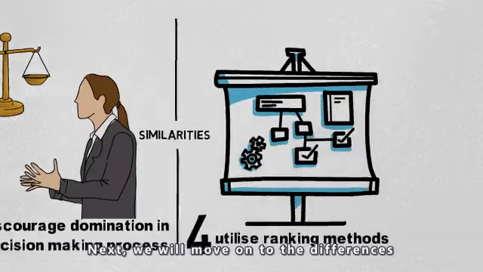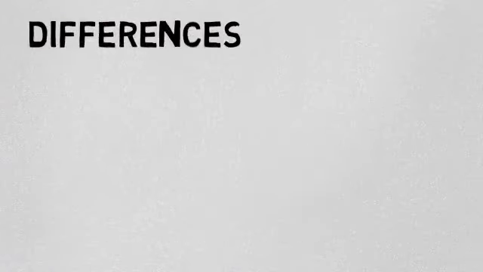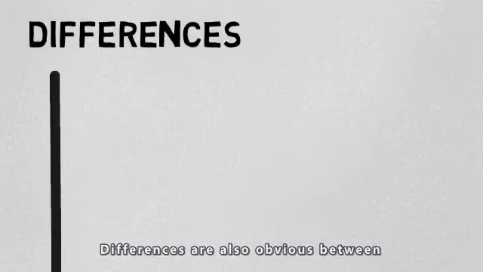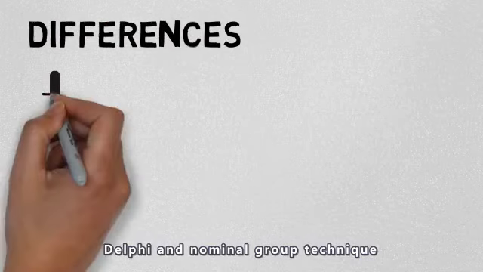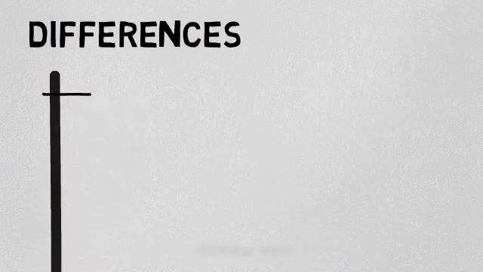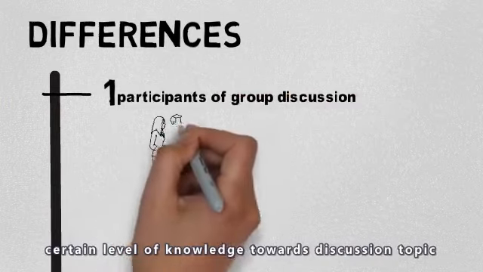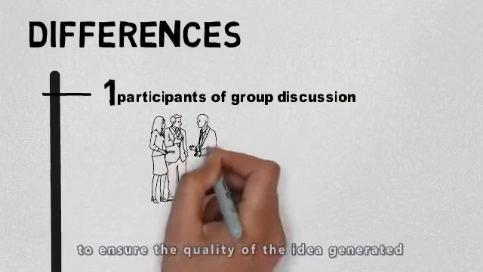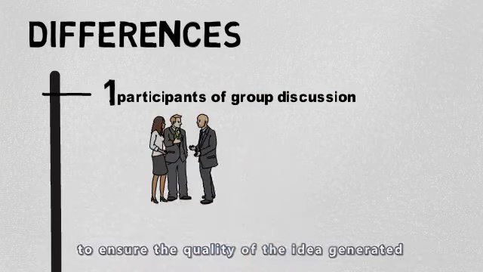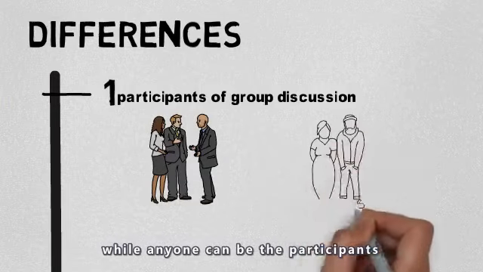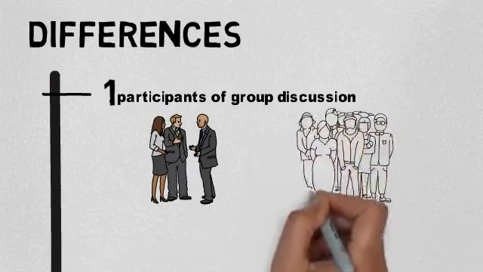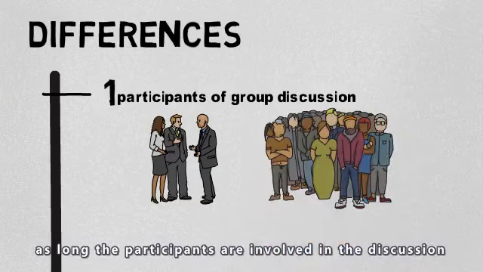Next, we'll move on to the differences. Differences are also obvious between Delphi and nominal group technique. Number 1. Participants of group discussion. Participants of the Delphi technique must have a certain level of knowledge towards the discussion topic to ensure the quality of the ideas generated, while anyone can be a participant of the nominal group technique as long as they are involved in the discussion.